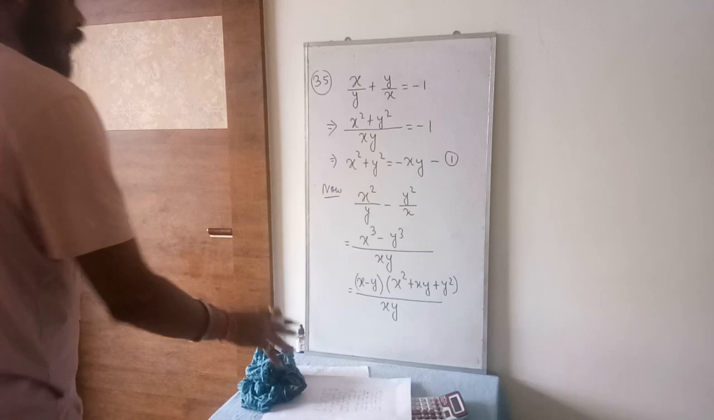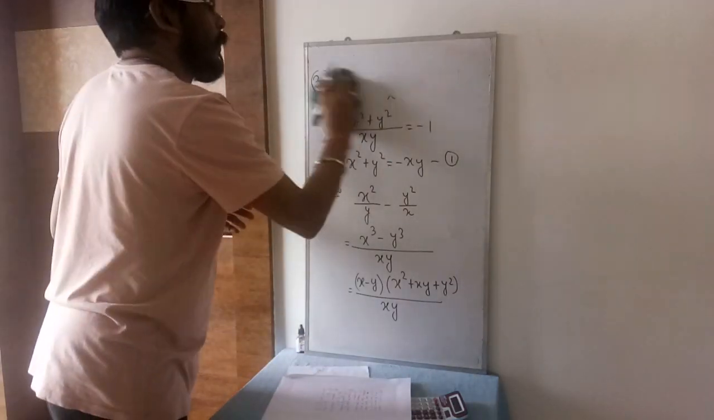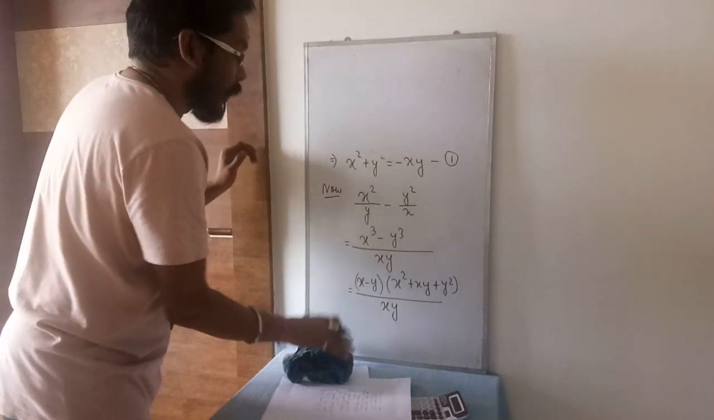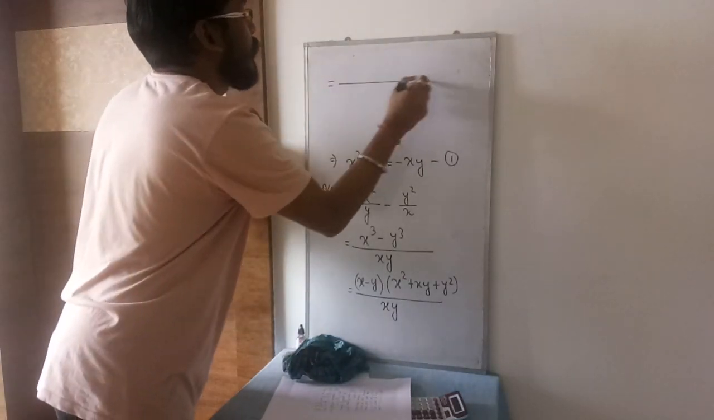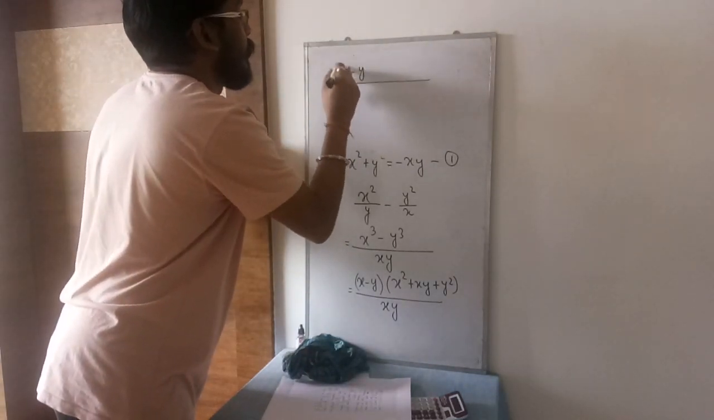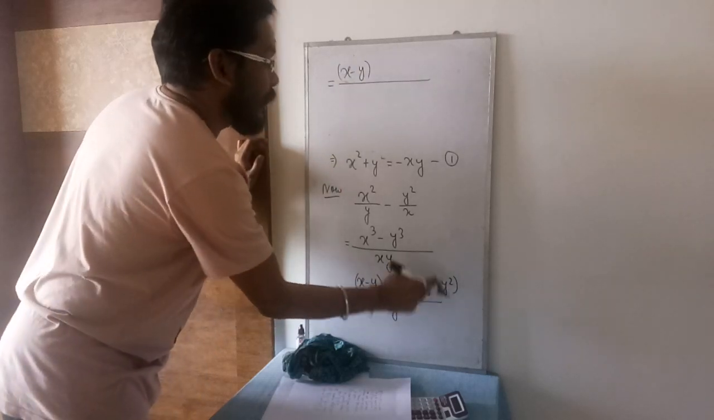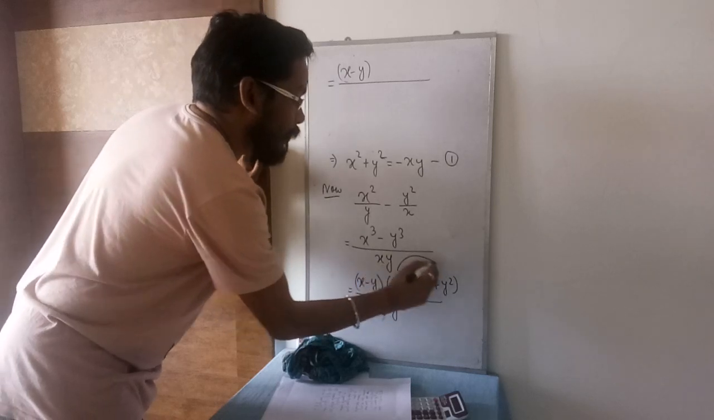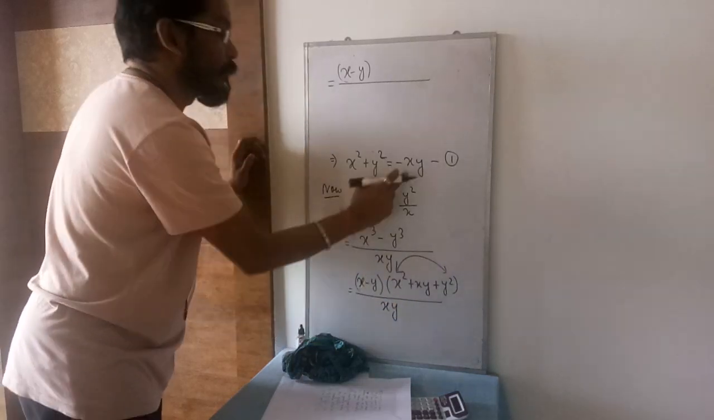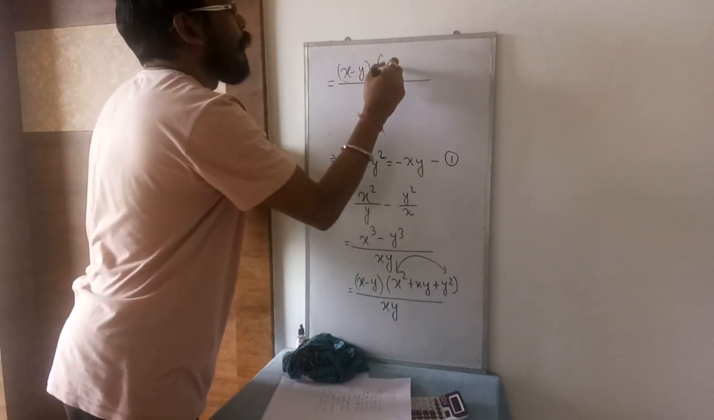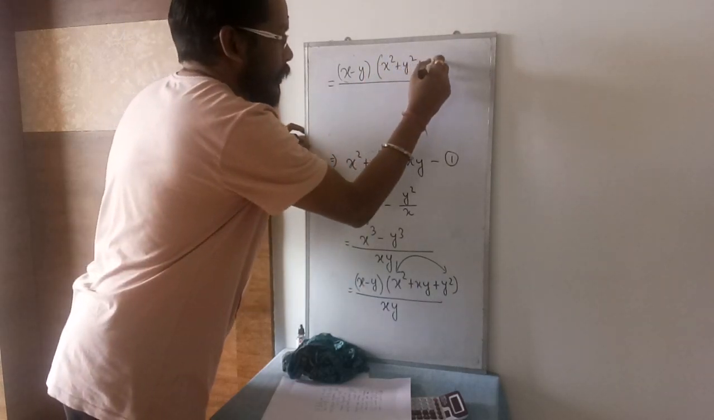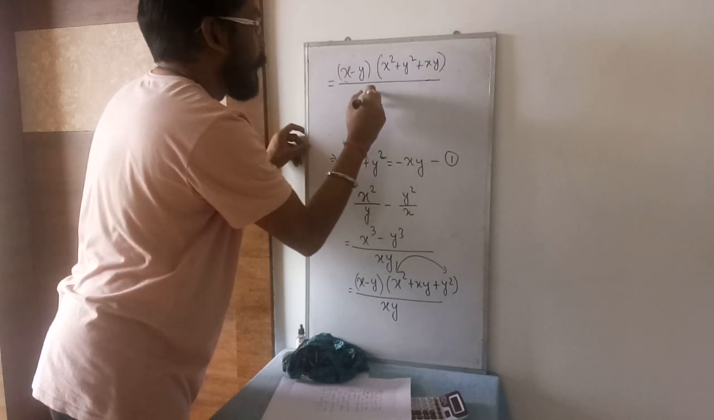So what did you get? It is x minus y. Here the value of x square plus y square, what you can write from equation 1, is minus xy. Let me put it together: x square plus y square, this is arranged, and down it is xy.